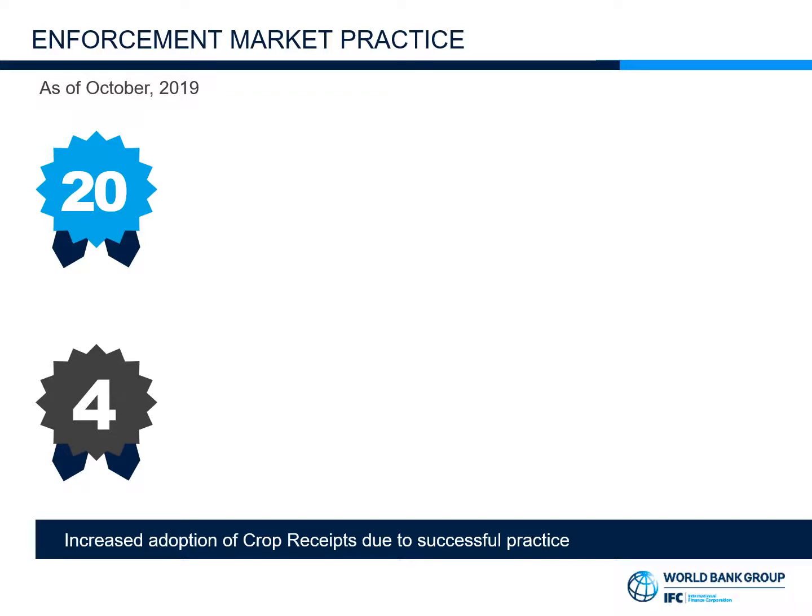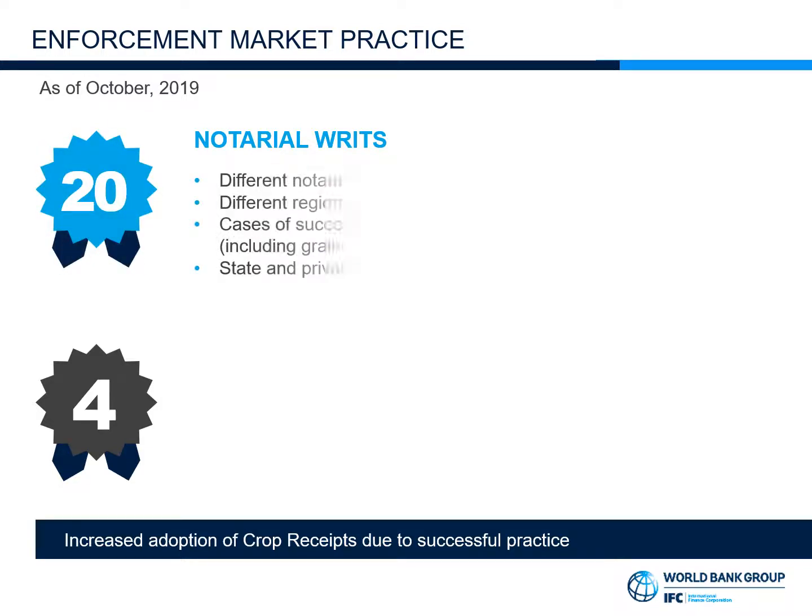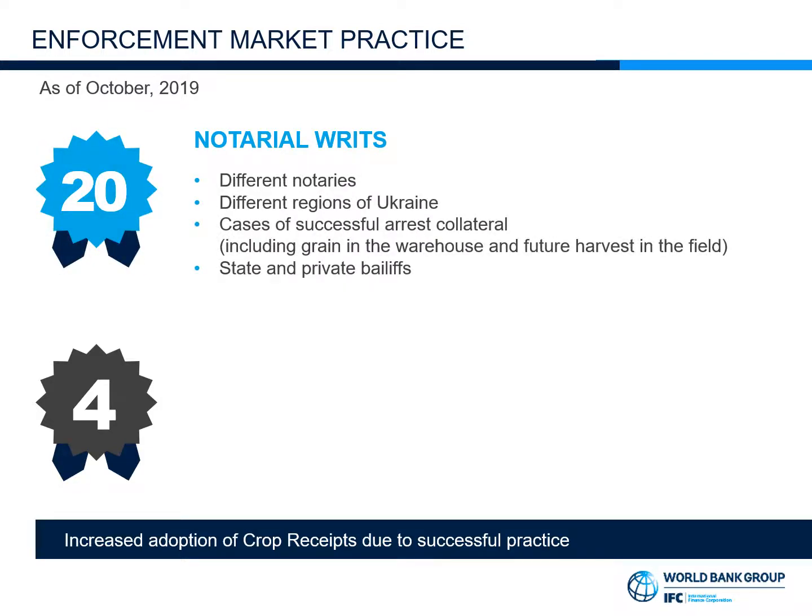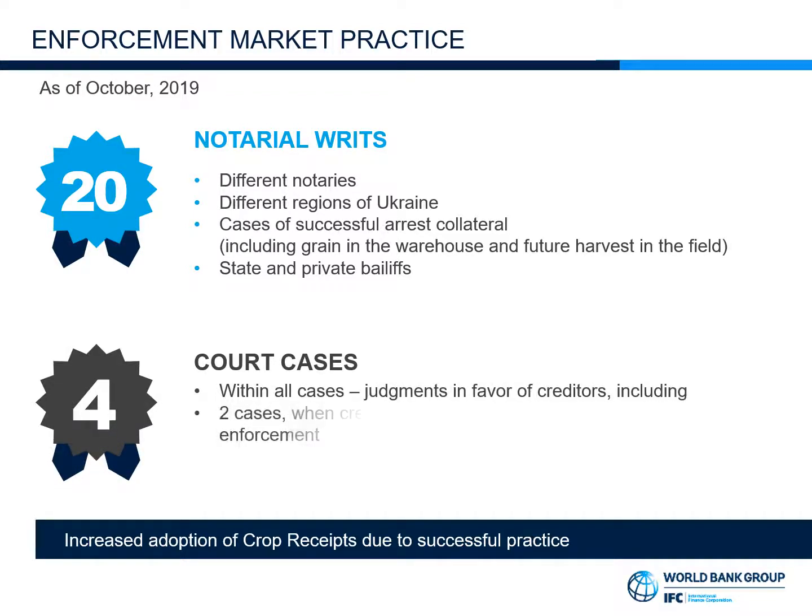First practical cases of the crop receipts enforcement appeared in the market in the fourth year of the instrument implementation. As of October 2019, around 20 notarial writs were issued in different regions of Ukraine. The creditors addressed both state and private bailiffs to initiate enforcement proceeding. There are 8 cases of successful arrest of the collateral, including grain in the warehouse and future harvest in the field. Some creditors decided to go to court instead, despite having the notarial writ.